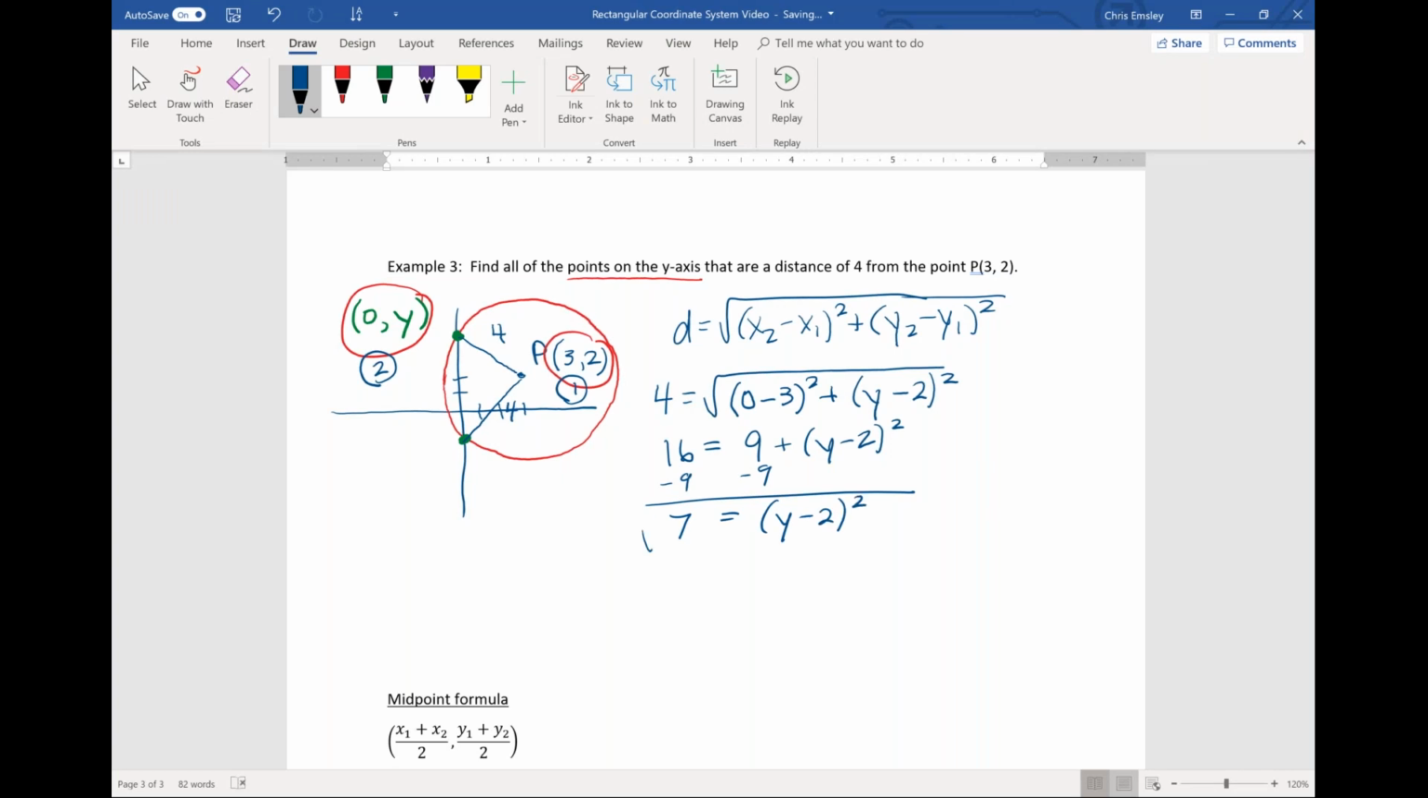Take the square root of both sides. Don't forget the plus or minus. Then we add 2 to both sides. There's our solution. Again, that corresponds to 2 points. So the 2 points that we are looking for, they both have an x value of 0. And the lower one, the bottom one, would be 2 minus the square root of 7. The upper one, the top one, would be 2 plus the square root of 7.